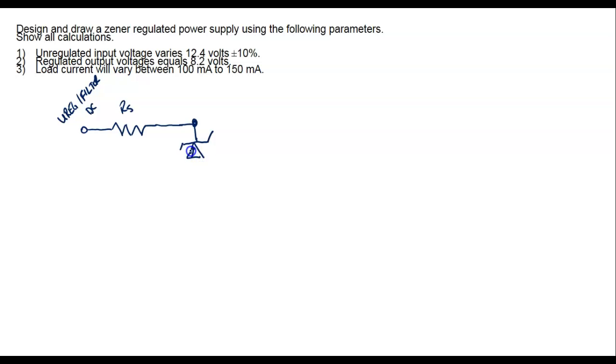Since this is a positive regulator, we'll draw the Zener in the circuit reverse biased. And then we'll come over here and this is going to be out. This is going to be regulated, of course. So my Zener is going to be an 8.2 volt Zener. Y'all see where I got that? Right here where it says regulated output is equal to 8.2 volts. And we'll have to look that up and figure out what it's going to be.